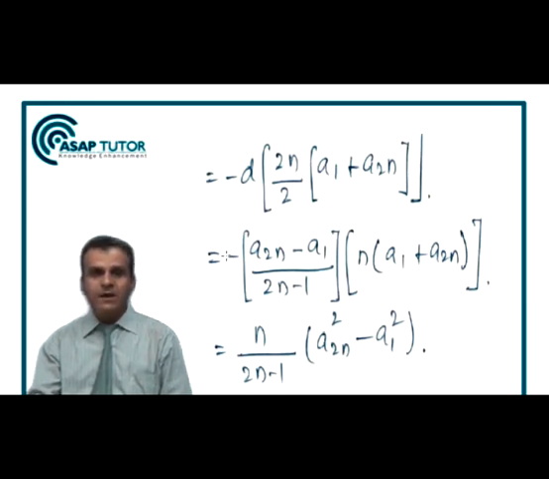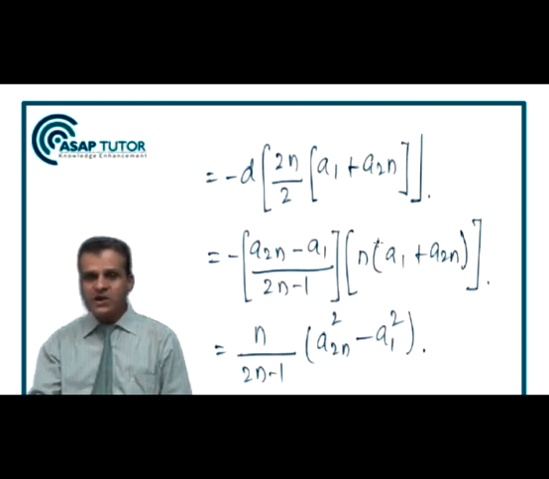Now this minus we will take out, and in place of d we can write a2n minus a1 divided by 2n minus 1. That is the last term minus first term divided by the total number of terms minus 1. And multiplied with, in place of minus, this minus, and in place of d this term, and then we have n and then a1 plus a2n, and this 2 and 2 get cancelled. Now this will be equal to a2n minus a1, and here we have a1 plus a2n.